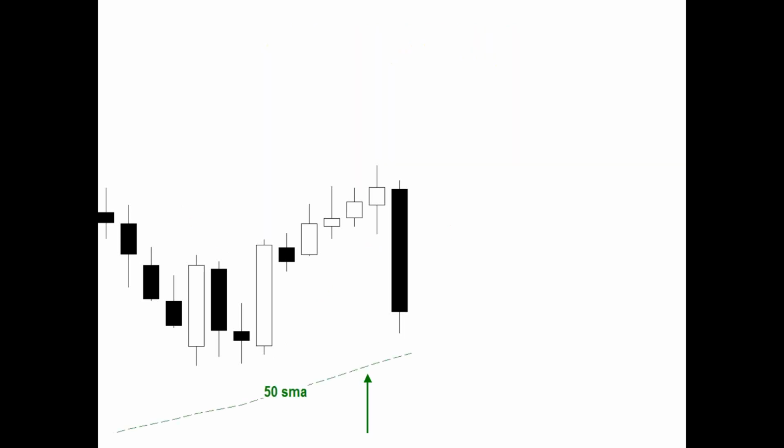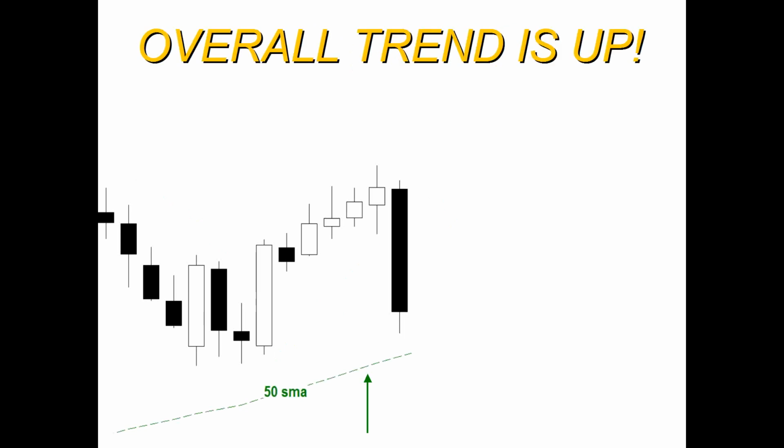Once you add that, you ask yourself, where is price in relation to that 50-period moving average? Well, it's above, right? So then what, not me, not some guy in a chat room or a trading room, not some guy on TV, what is the market telling you? The market's saying the overall trend is up. That's all you have to do.